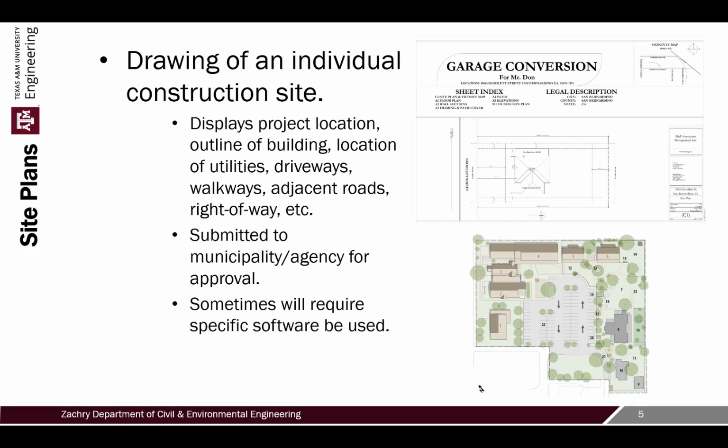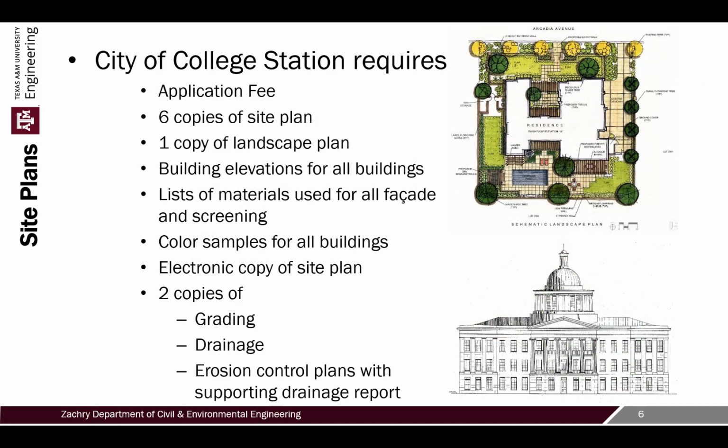Now, in addition to that, depending on what it is, and this is especially true for roads and things like that, sometimes they're going to require specific software to be used. In the case of College Station, and this is really Bryan too, you've got to have an application fee. You've got to have copies of the site plan, copies of the landscape plan. You have to have the building elevations for all the buildings that you're putting in. That is the base elevation as well as the height of the buildings. You want to list the materials.